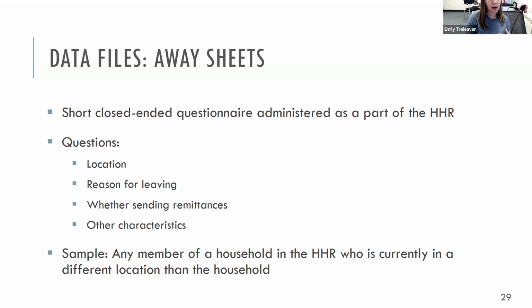So the sample for this data set would be any member of a household in the registry who's currently at a different location. And currently we only have the away sheets for months 1 to 36 available on ICPSR, where all CVFS data is archived. But we have flagged these for deposit to ICPSR in the future so that they will be available in the short to medium term, hopefully for more months of the household registry.